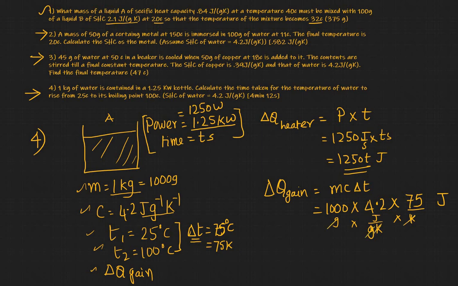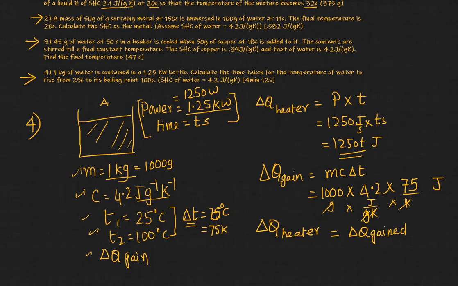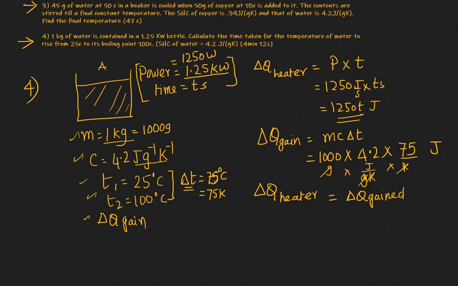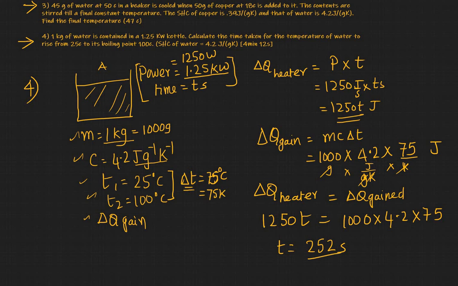All right. So now the Q given by the heater is equal to delta Q gained. So if you equate this, 1250 T is equal to 1000 into 4.2 into 75, and then you can find out T. I would urge you to pause the video and do your own calculations here. You would have got T as 252 seconds. This also can be written as 4 minutes and 12 seconds.